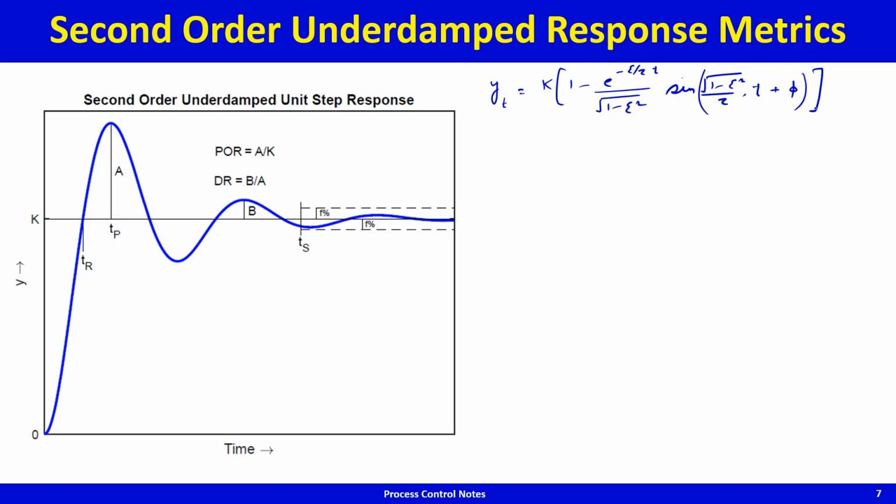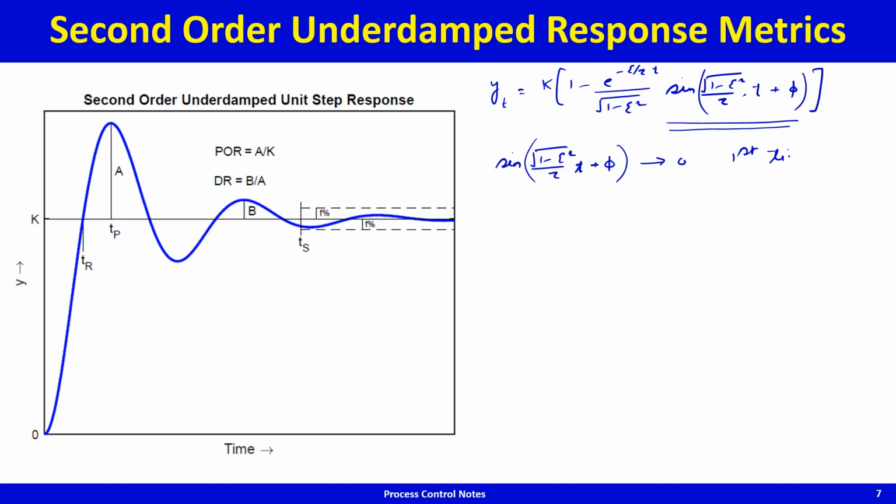Rise time corresponds to that time when the response becomes equal to k for the first time. What that means is the sine term here must go to 0 for the first time. That means sine of square root 1 minus chi square by tau times t plus phi goes to 0 the first time.